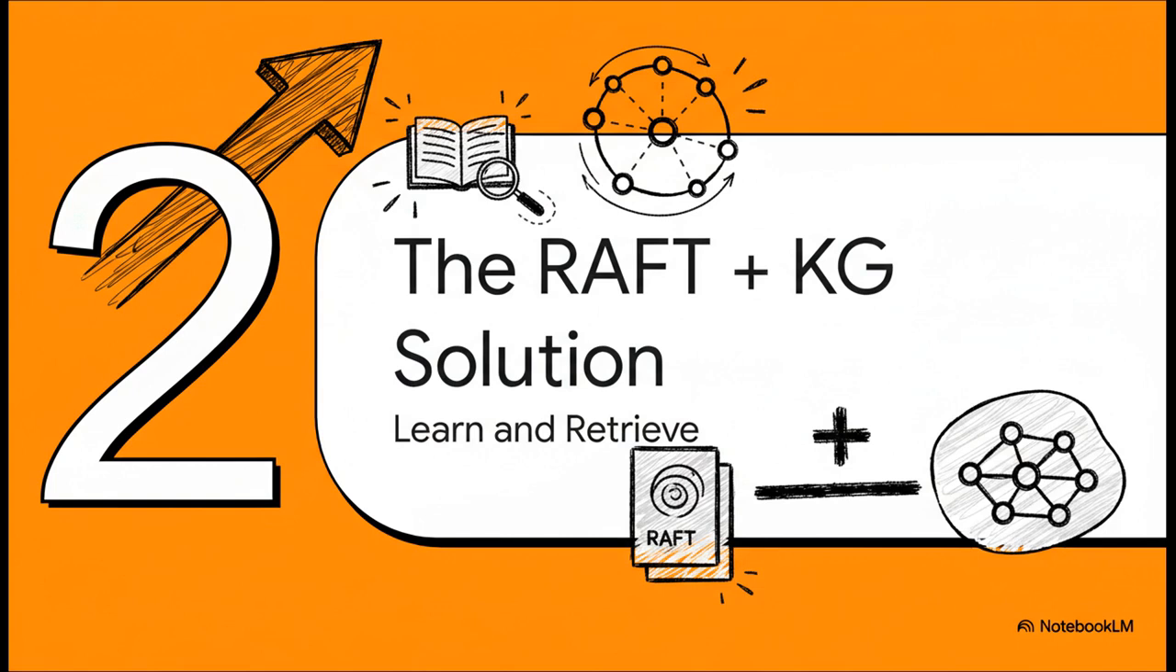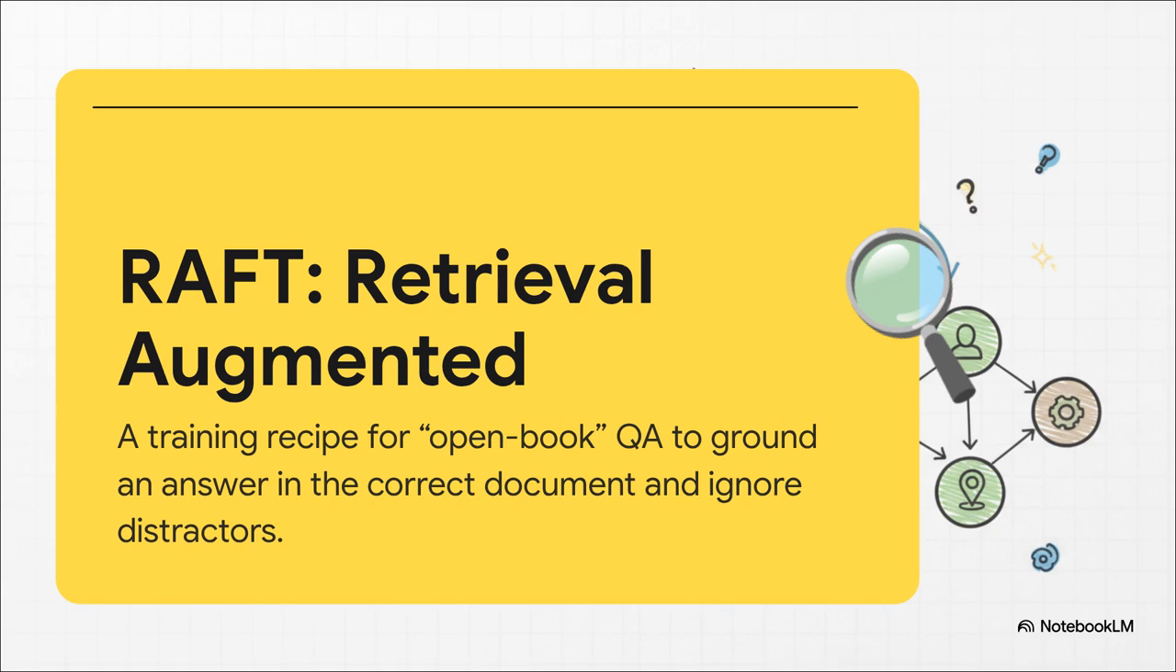And the first of these is a technique called RAFT. RAFT stands for Retrieval-Augmented Fine-Tuning. And honestly, the best way to think about it is like you're training an AI for an open book exam. You don't just give it the question and the right answer. No. You give it the question, the one correct document, and then you throw in a whole stack of distracting, irrelevant documents. This forces the model to learn how to find the right facts while actively ignoring all that noise.